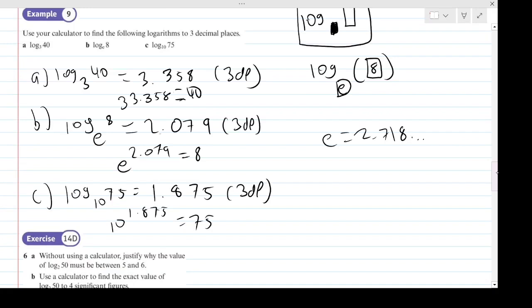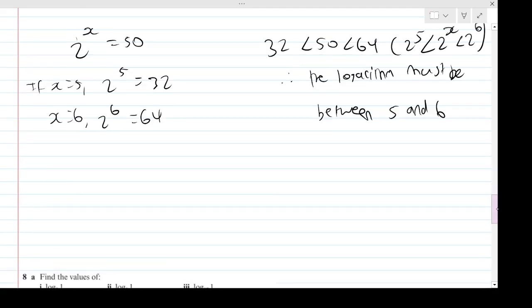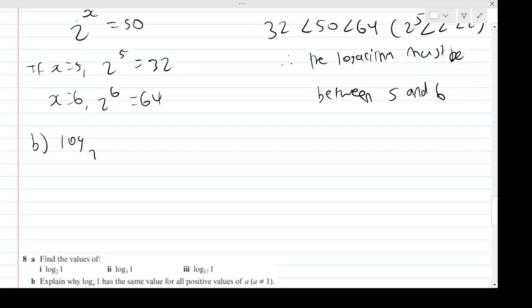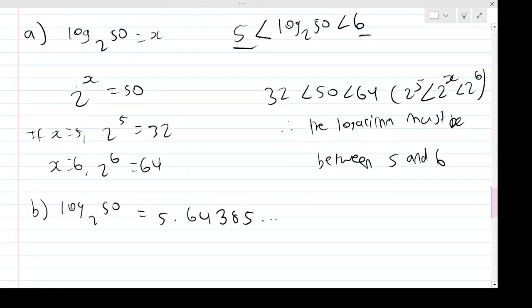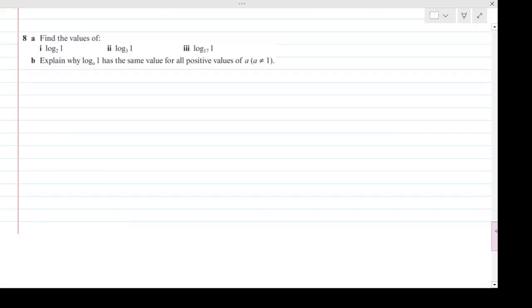Okay, and so for part B, it says use the calculator to find the exact value. So that's just putting it in my calculator. So log base 2 of 50 in my calculator again. Press the log button, put 2 in the little box underneath the log, then 50 in the big box, and then I should get 5.64385. And so to 4 significant figures, that would be 5.644, to 4 sig figs. And there we are.